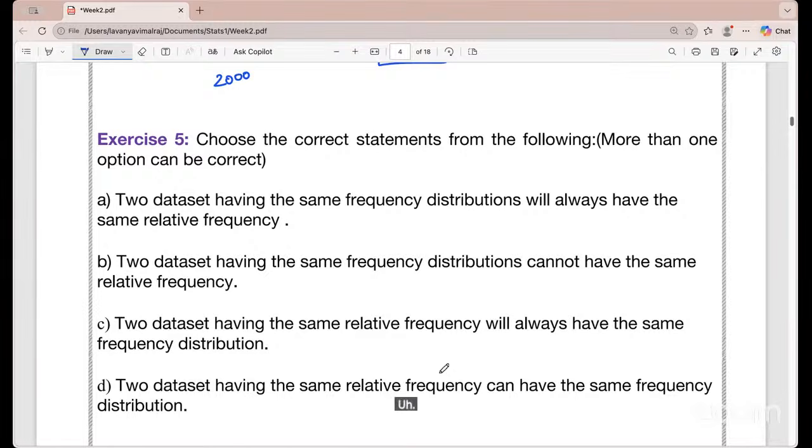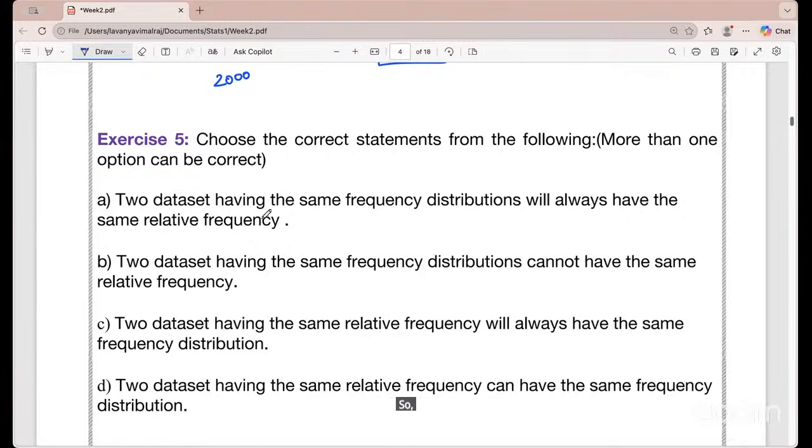Ma'am, option D. Option A and option B. Okay. So first let us look at option A. Yeah, we will see each option one by one.